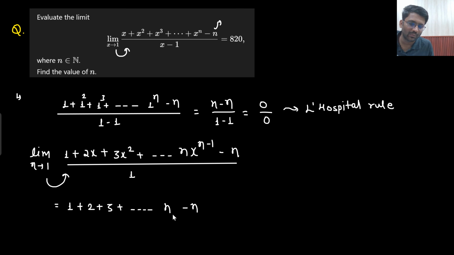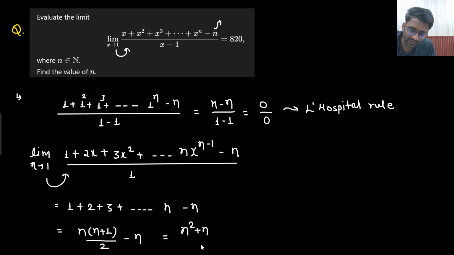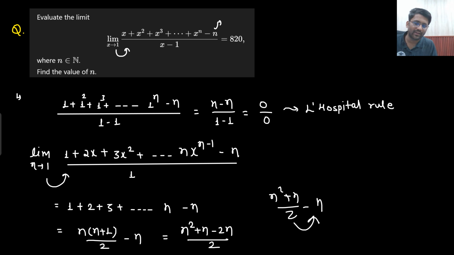Now what is 1 plus 2 plus 3 plus up to n? Do you remember this formula? Yes, sir. It is nothing but n into n plus 1 divided by 2, minus n. This is the answer we are getting. Now you solve it further. It is n square plus n divided by 2, minus 2n divided by 2. So this 2 goes here: n square plus n minus 2n divided by 2.